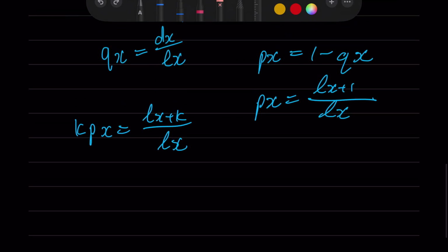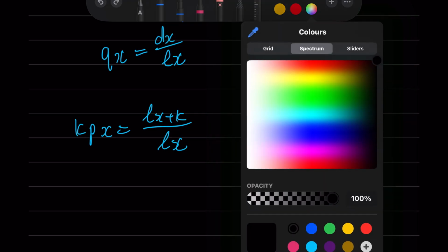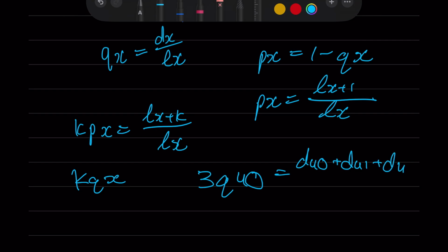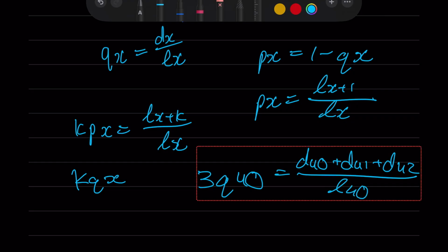Now, kpx, this one is not too difficult to calculate. It's the same kind of method as that. However, kqx is not as quick and easy, but it's not difficult. It'll be easiest if I do an example. This is the probability of someone aged 40 dying within 3 years. So how we'd calculate this is we would take the people who die at age 40 plus the people who die at age 41 plus people who die at age 42 over the people who were alive at age 40. So that's how you would calculate that.